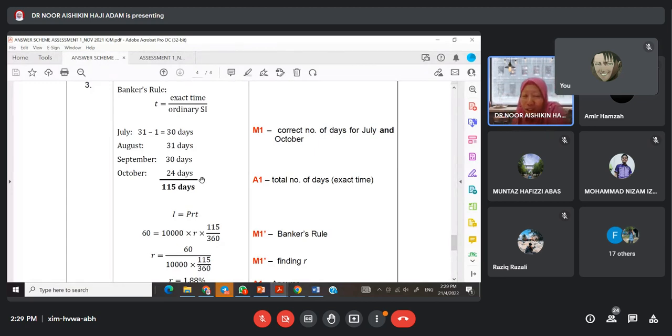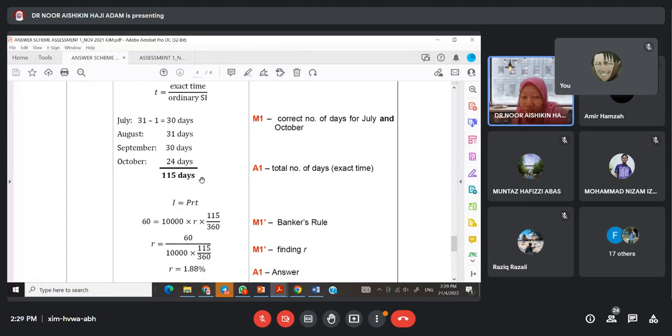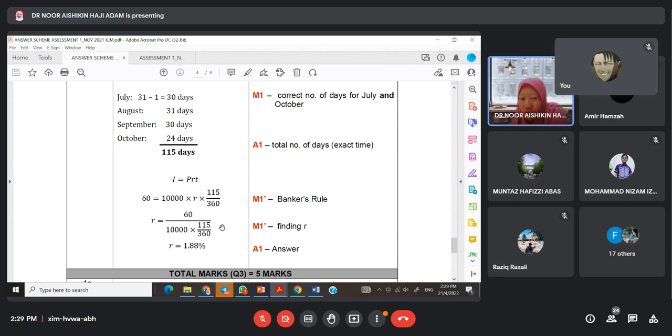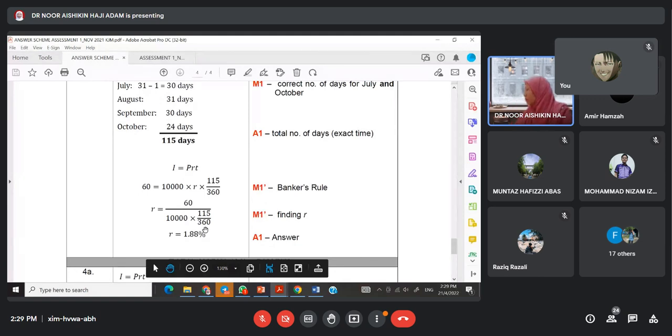Masuk je formula. You have I, you have P, you have T. Banker's rule, so you divide by 360. If you divide by 365, even though you get the correct number of days, you lose 1 mark here. Okay, and solve for R. 1.88%.